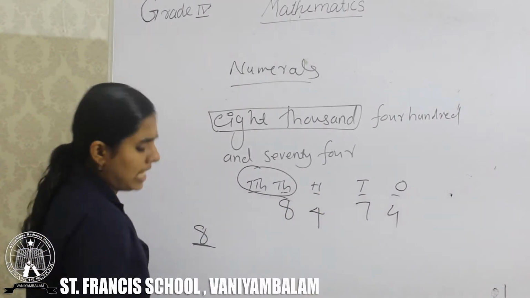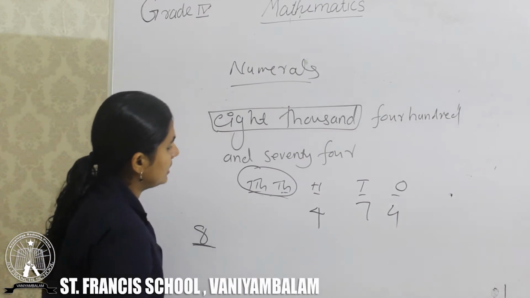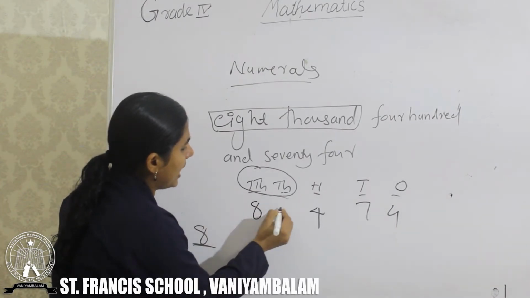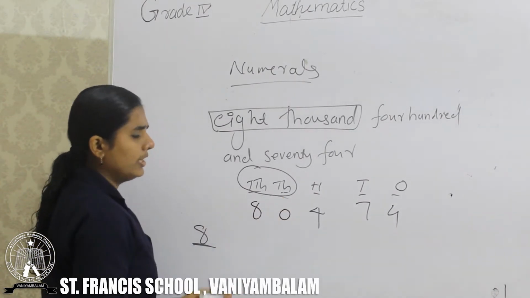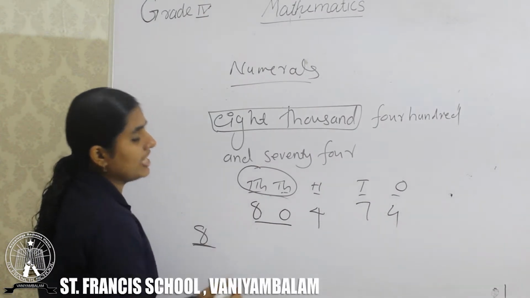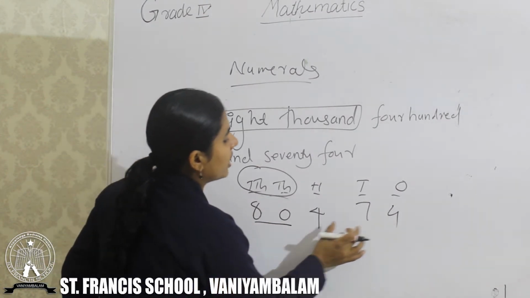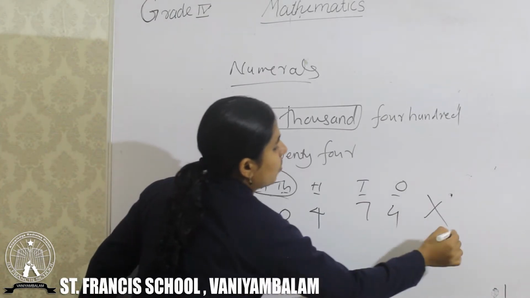8,474. Then some students write this way. In the 10,000 place you write 8. Then in the 1000 place you put 0. Then how to read? This is 80,474. Then your answer is wrong.